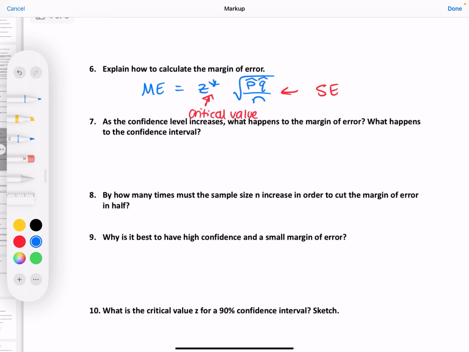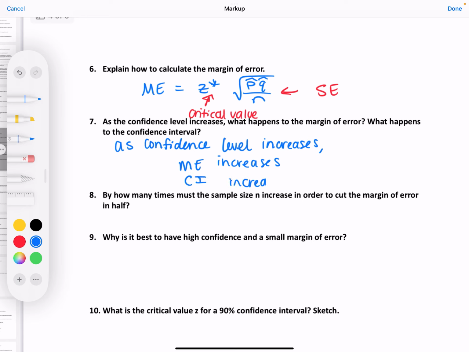And as the confidence level increases, what happens to the margin of error and what happens to the confidence interval? So as confidence level increases, margin of error increases, and the confidence interval increases. So they both increase. And you'll need 6 and 7.